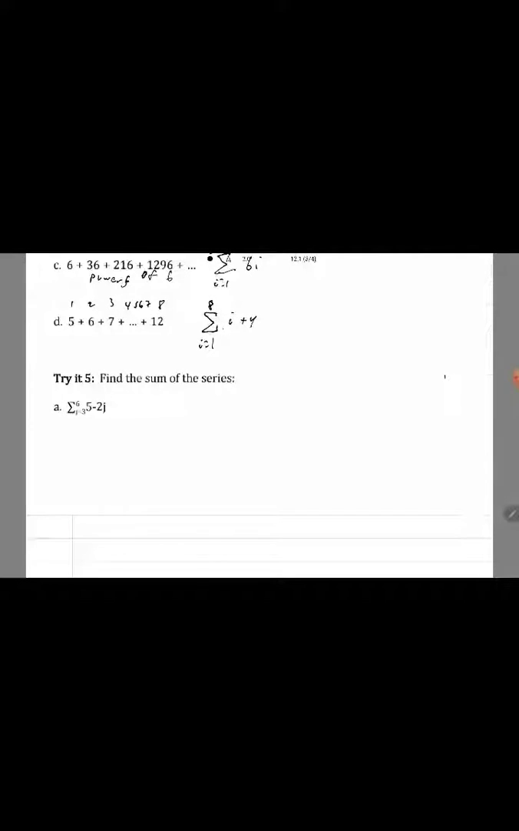Alright. Number 5, find the sum of the series. Now, j equals 3. So it's saying start with the third term. Okay? So the third term is plug in 3 into the equation. There's G. So 5 minus 2 times 3. That is 5 minus 6, which is negative 1.